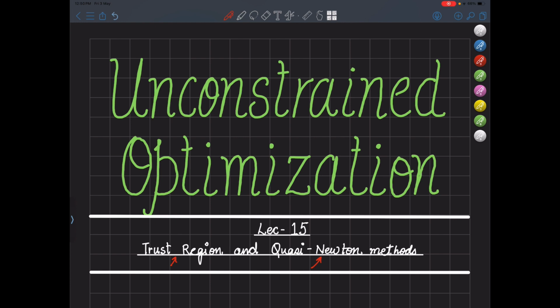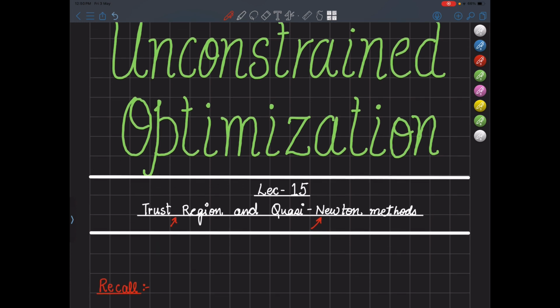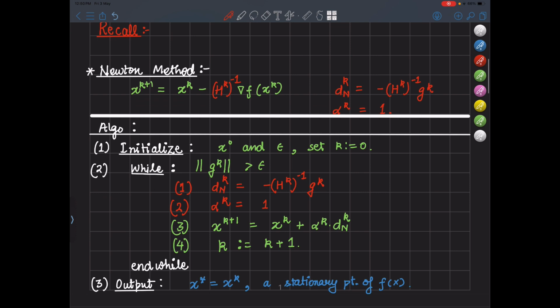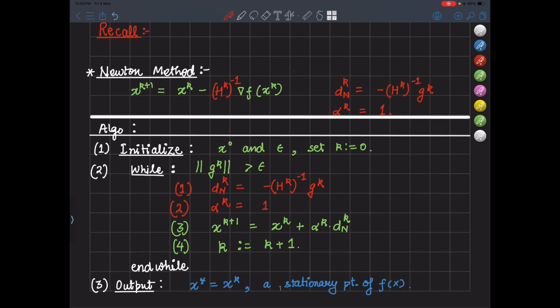Before starting the lecture, let's just recall what we studied in our previous lecture. So we studied classical Newton method. In this classical Newton method, the update differs from steepest descent method in a way that it does use the gradient in the descent direction, but it changes its direction by multiplying it through HK inverse, which is the Hessian matrix inverse. So the descent direction is minus HK inverse GK, and the step length is 1. There is no line search in classical Newton's method.